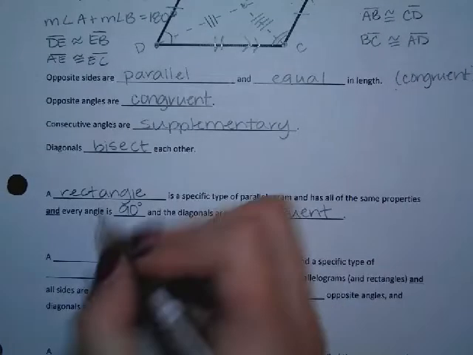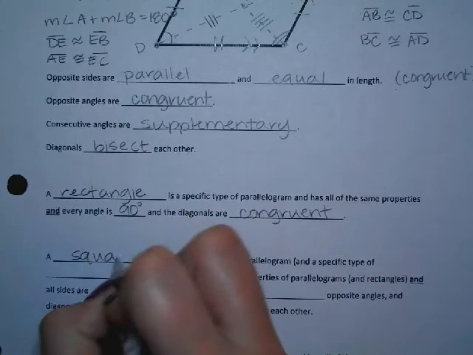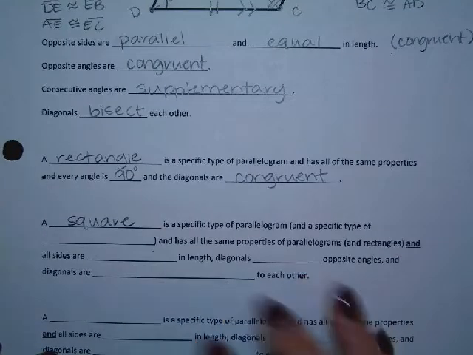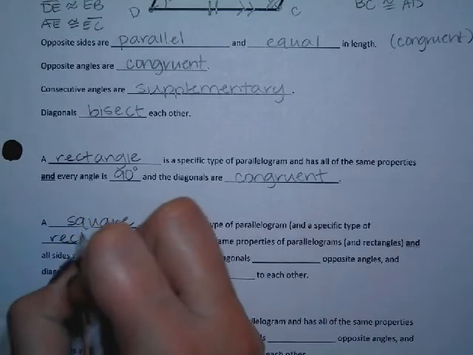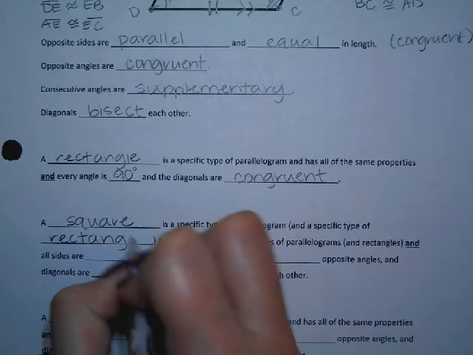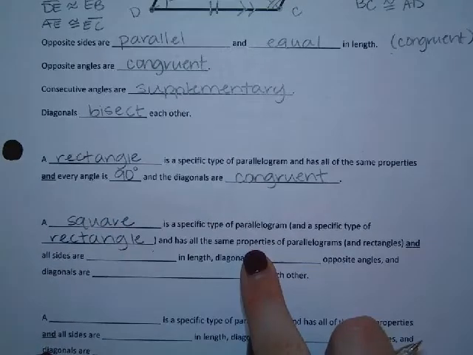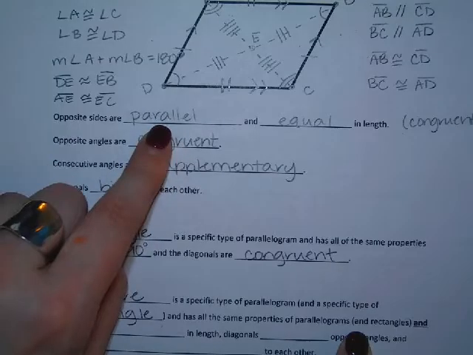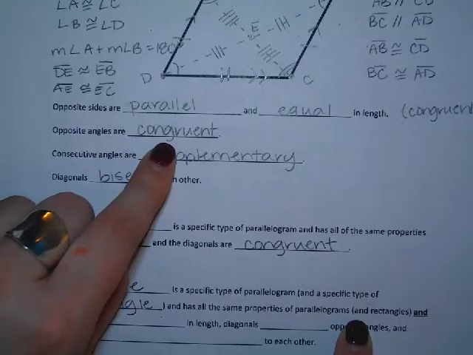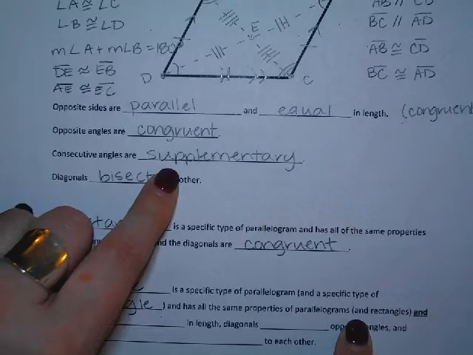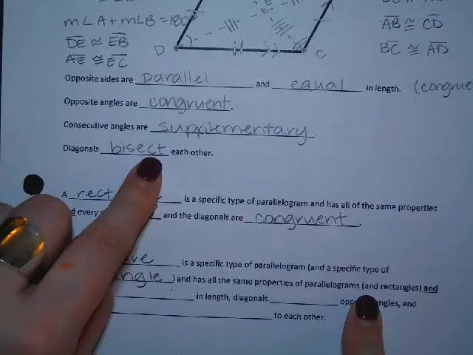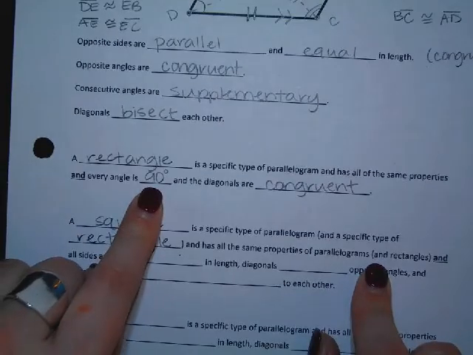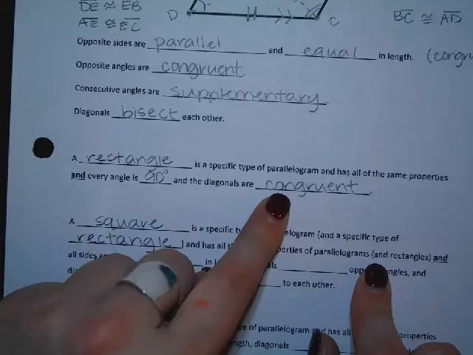A square is a specific type of parallelogram and a specific type of rectangle. So it has all the same properties of parallelograms and rectangles. So squares have opposite sides that are parallel and equal. Its opposite angles are congruent. Its consecutive angles are supplementary. Its diagonals bisect each other. All of the angles are 90. All the diagonals are congruent.